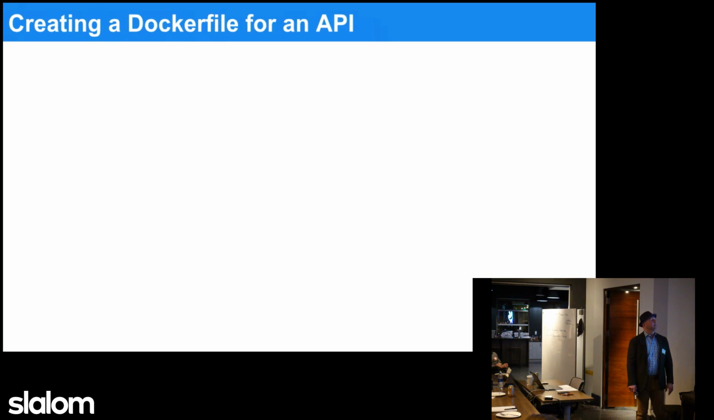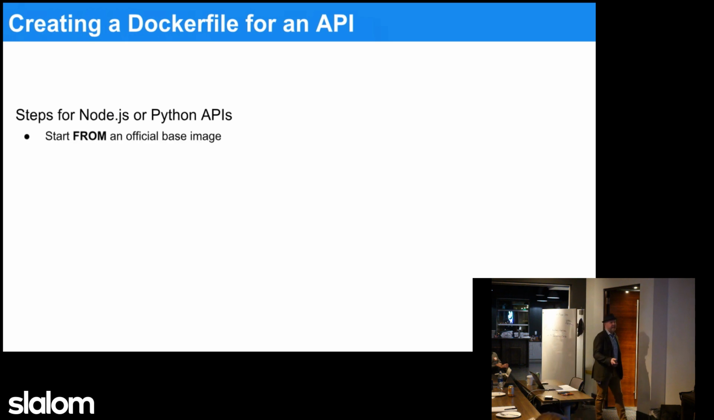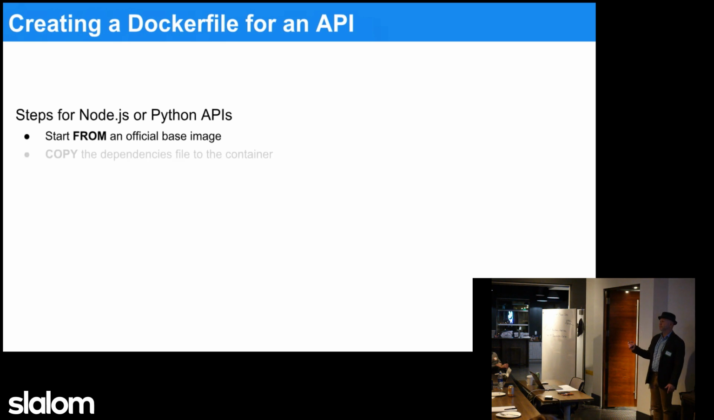All right. So if I want to create a Docker file for an API, I'm going to do it today for a Python API, but it could have been a Node.js API. It doesn't matter. The steps to follow are, we're going to start from an official base image. I would not recommend trying to build your own. Tried it. Doesn't go well.